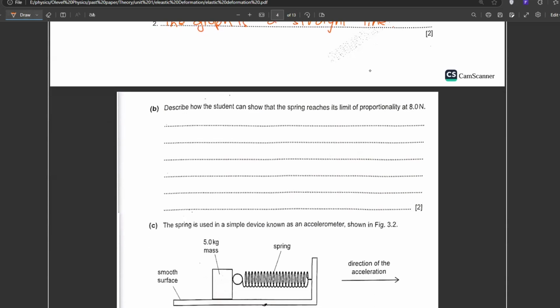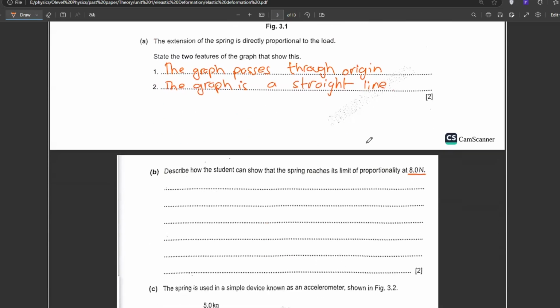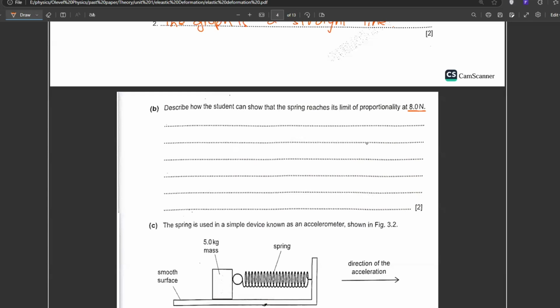Let's see part B. Describe how the student can show that the spring reaches its limit of proportionality at 8 Newton. So first of all, the student will apply or attach a weight, or you can say load, greater than 8 Newton. For example, in this case, we can apply 10 Newtons.